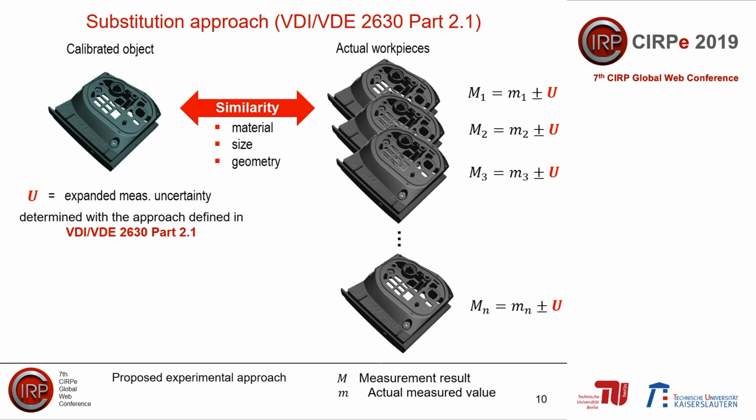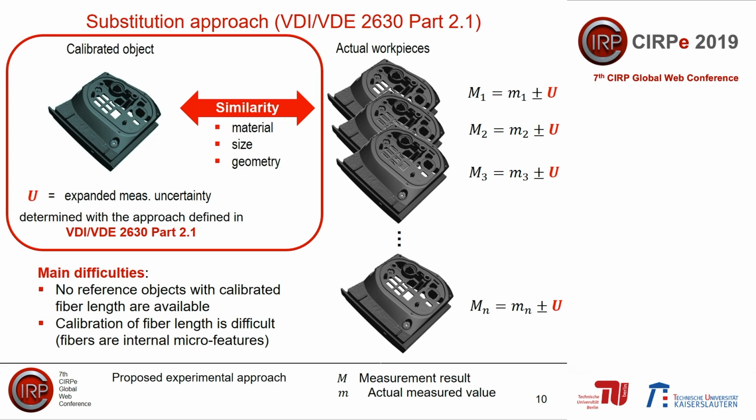The application of the substitution approach to the measurement of fiber length is complicated by the fact that there are not reference objects available with calibrated fiber length. The principal reason is that the fibers are microfeatures not accessible from outside, hence a low uncertainty calibration performed using well-established measuring instruments, for example tactile or optical coordinate measuring systems, is not viable directly using actual FRP components.